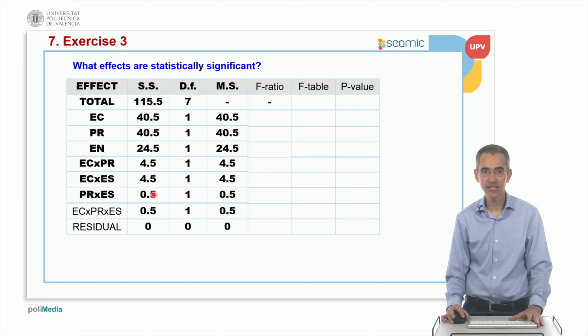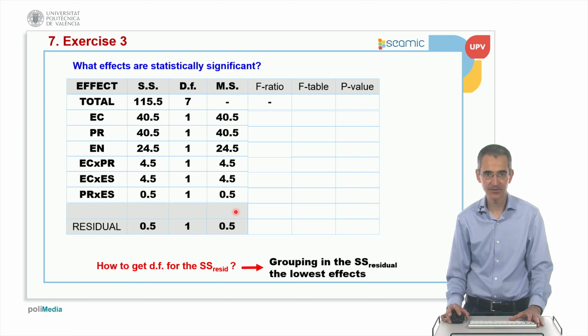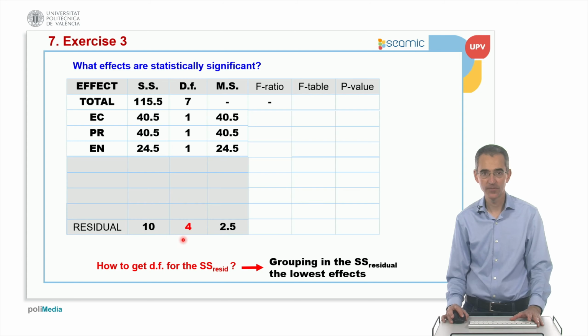So what we're going to do is remove these double interactions from the ANOVA table, and group those together with the residual. First we remove the triple interaction, which is very small, which makes a lot of sense. But we also do the same with the double interactions. We pass them to the residual, so these 3 degrees of freedom go to the residual, and then we have 4. And remember that I explained in the previous video that 4 degrees of freedom in the residual is the minimum value that is required. So now we can compute the rest of the ANOVA table.